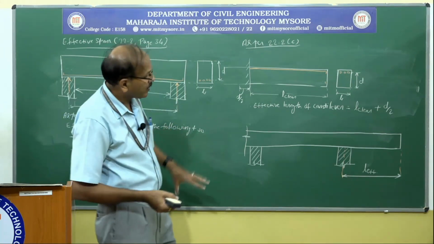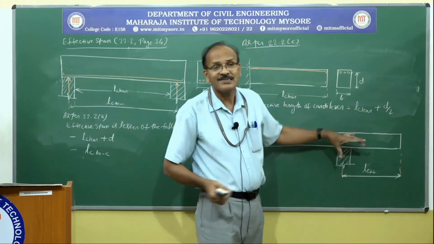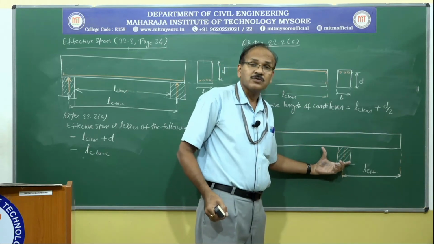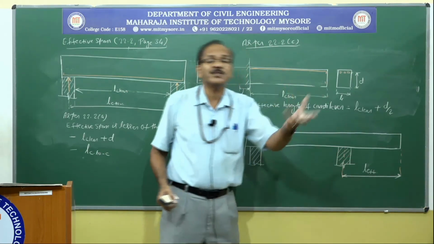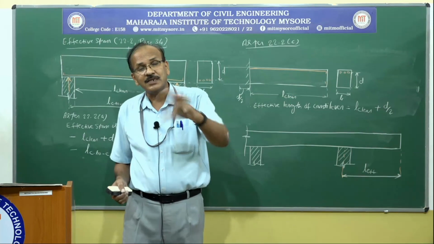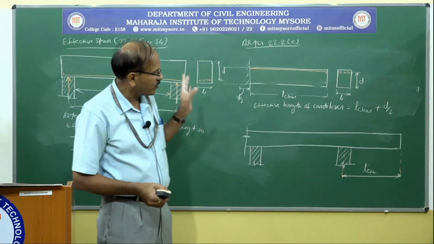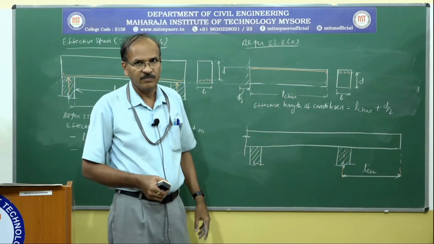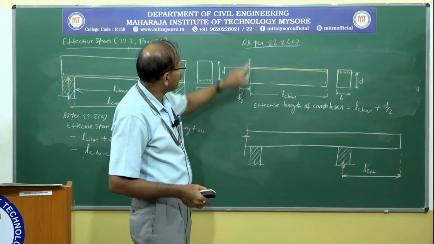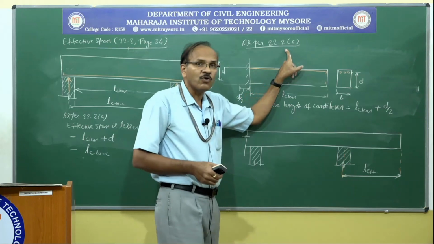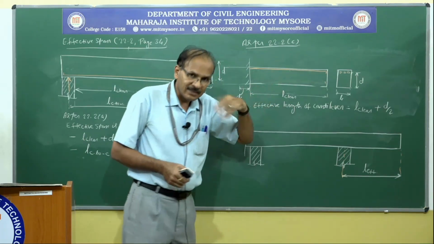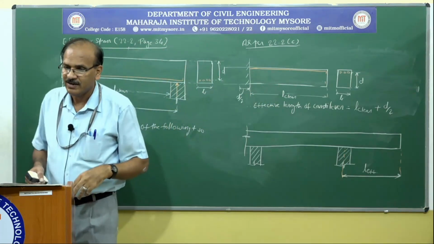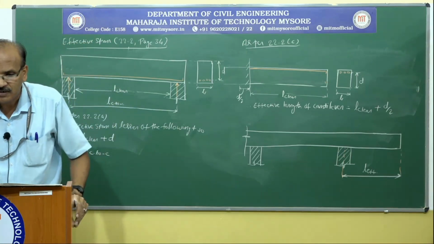And of course, there is one more condition that depends on the width of the support. If the width of the support is beyond a certain value, then we have to consider a different thing. As of now, you don't worry about that part, simply concentrate on these two. That should be good enough for you. With this explanation, I am going to read out what is given in the code book for 22.2c, so that you can understand what is given there.